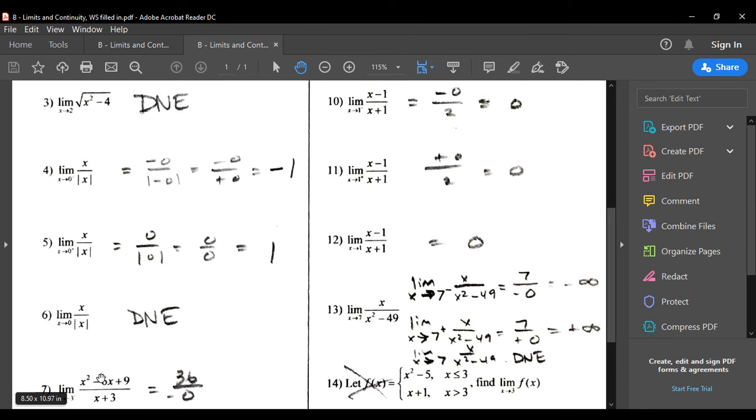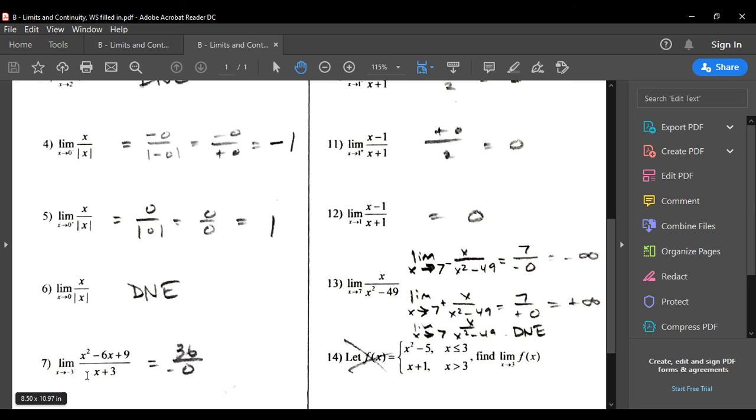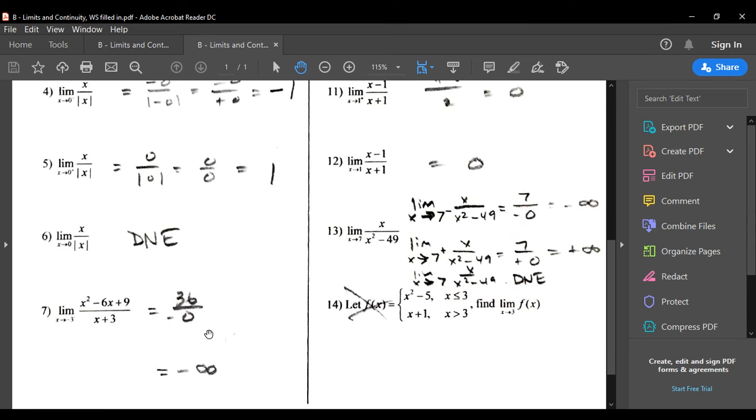Number 7: as x approaches -3 from the negative direction, that means x plus 3 is going to be a very, very small negative number. So I have 36 over a small negative number, which would approach negative infinity.